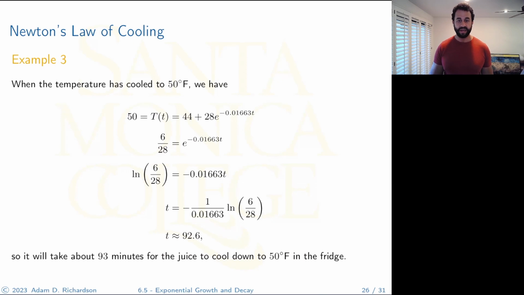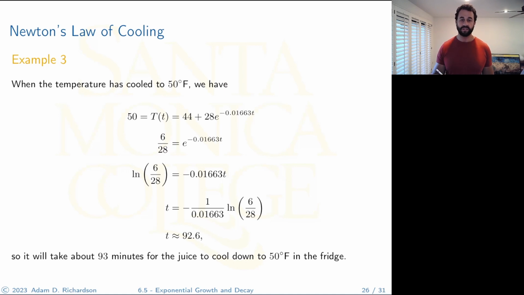Now, for the last part of the question, if we want to know how long it will take to cool to 50 degrees, again, we're kind of inverting the problem here. So we're going to set the output of the temperature function to be 50, and we're going to solve for the input, time. And this is just an exercise in algebra. Start moving everything away from t. So subtract 44, divide by 28, and you get this.